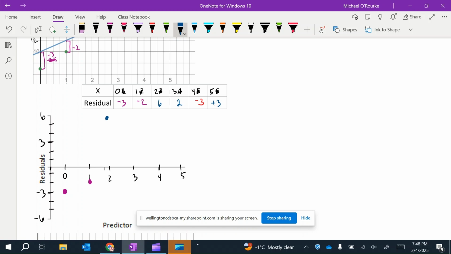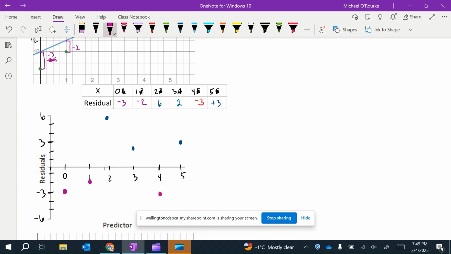And then at 3, it's 2. So it's going to go right there. Then at 4, it's negative 3. So I'm going to go here. And at 5, it's plus 3. So I'm going to put a dot right there. So there's my residual plot. Okay?